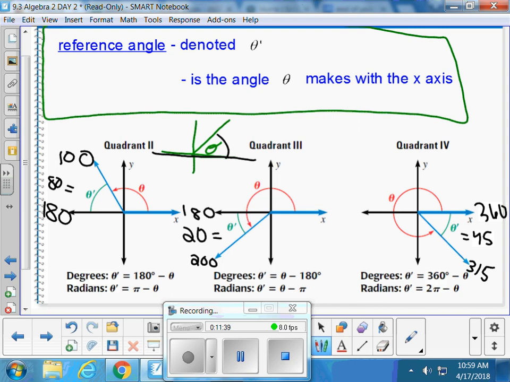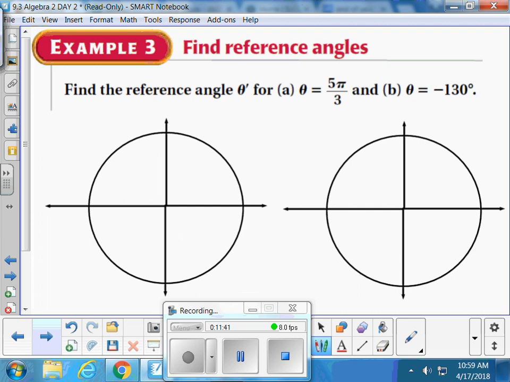Let's try 5 pi over 3. My advice for the radians ones is just convert it to degrees real quick. So just look on your unit circle to convert 5 pi over 3. Where does 5 pi over 3 live? Down at 300, right? So let's go look at where 300 lives. So 300 degrees is located approximately here.